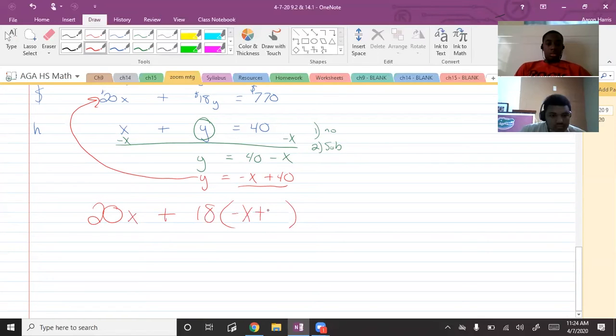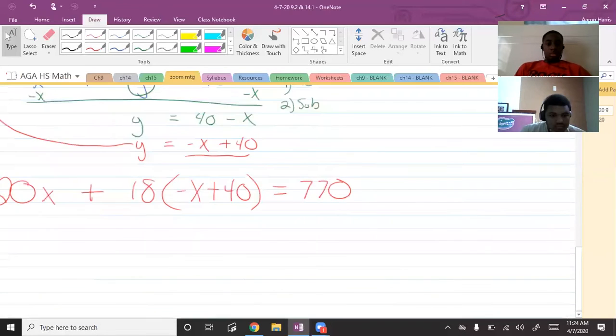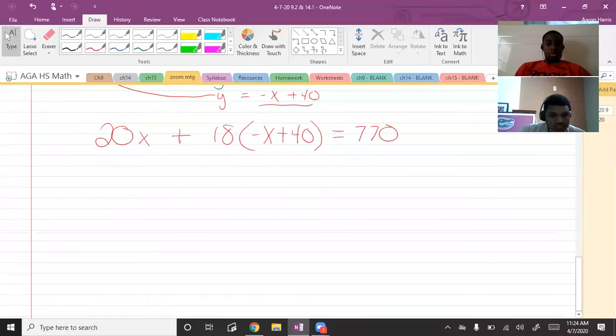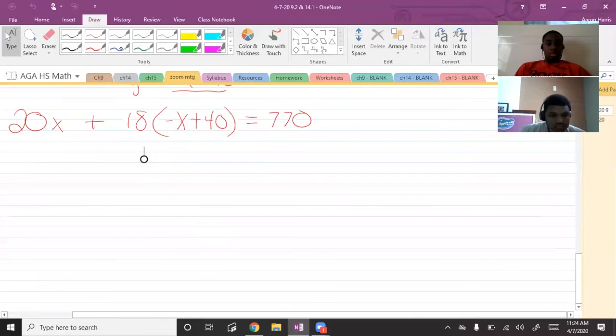Negative x plus 40, and that is going to equal 770. Okay? All right, so here we go. Now my life is easy because I only have one variable. I have one there, I have one there. So I know I'm going to have to combine like terms, but let's first make sure that we do it right.